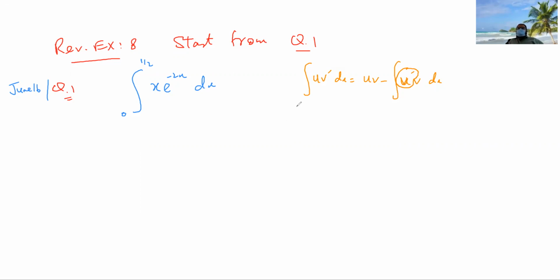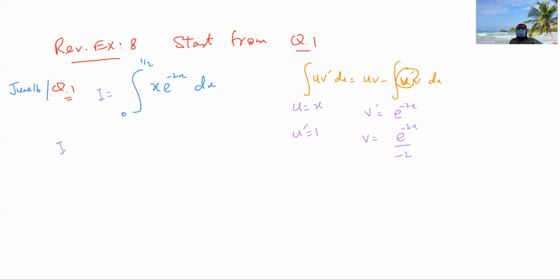Now this u is, please don't mind if I take out the weird voices, okay? Because when I'm tired, this happens. So this v dash is e raised to power minus 2x. Now this u dash is going to be 1, and this v is the integral of this, and this is going to be your v over here, okay? So now let's put the values here.